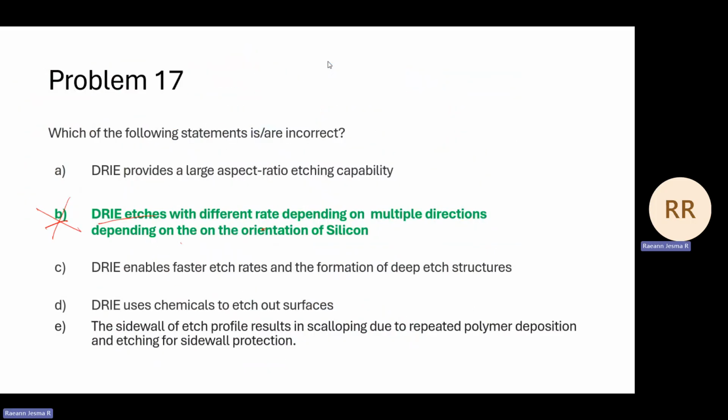So is this clear? In problem 17, the incorrect statement is option B, where DRIE etches with different rates depending on multiple directions, depending on the orientation of silicon. That is a wrong statement among the options given. So any other questions? If not, we can end this session. Okay, thank you.